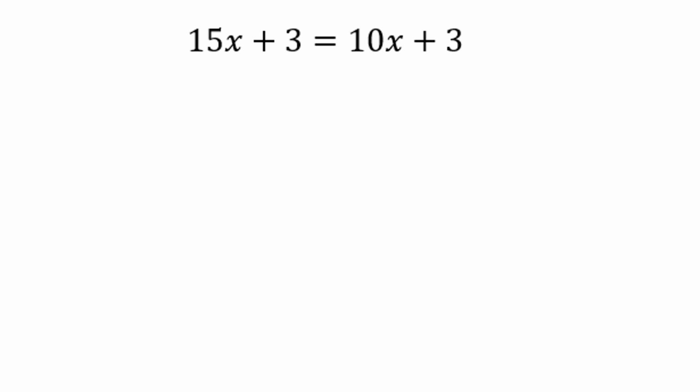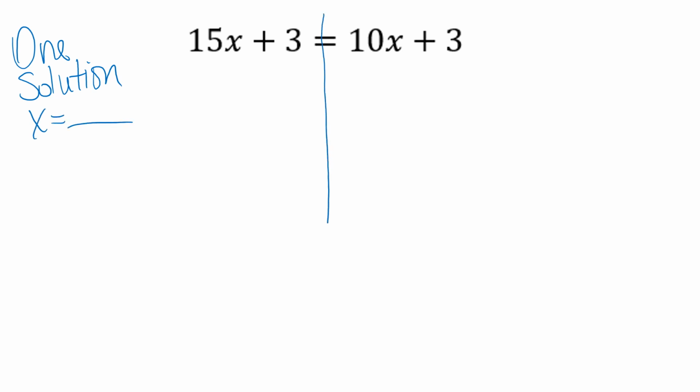With this problem, we're immediately going to start by looking at our variable terms. Since we have a variable term of 15x and a variable term of 10x, those are not the same. So I know I have a one solution equation, which lets me know I have to solve for the x. So I should get x equals in my answer here. So we're going to go ahead and start using our inverse operations to isolate our variable.